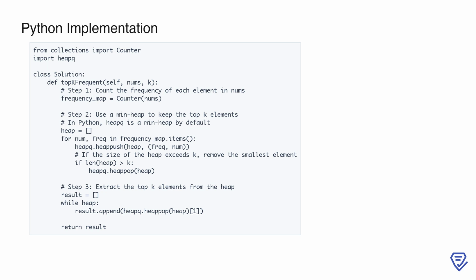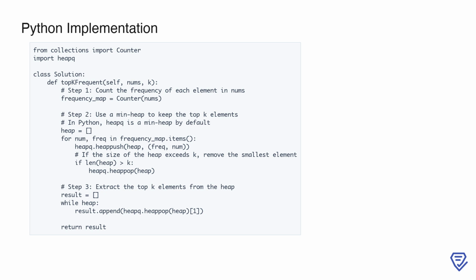This Python implementation solves the top k frequent elements problem using a combination of a frequency map and a min heap. Here's a line-by-line breakdown. 1. Imports. The Counter class from the collections module is used to count the frequency of elements, and the heapq module is used to manage the min heap. 2. Step 1. The Counter(nums) function creates a frequency map, which is a dictionary where keys are the unique numbers in nums and values are their respective frequencies.